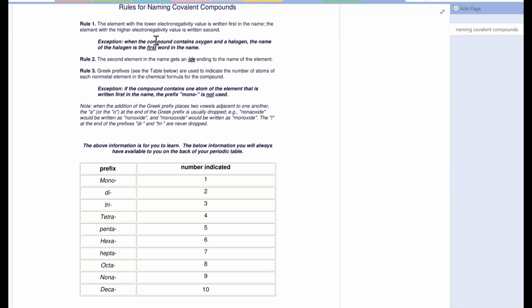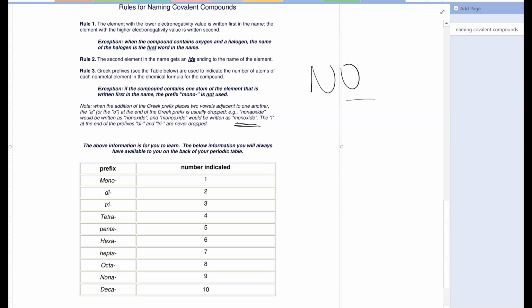So what I mean by that, if the compound is NO, we say nitrogen monoxide. We don't say mononitrogen. But we do say monoxide for oxygen. So the second element gets the mono, the first one never gets the prefix mono. And when we're writing monooxide, we write monoxide like this. So we drop that one extra O.